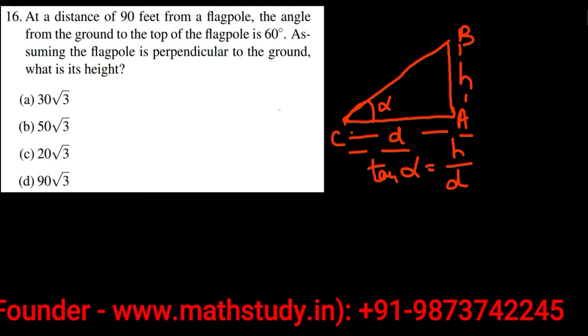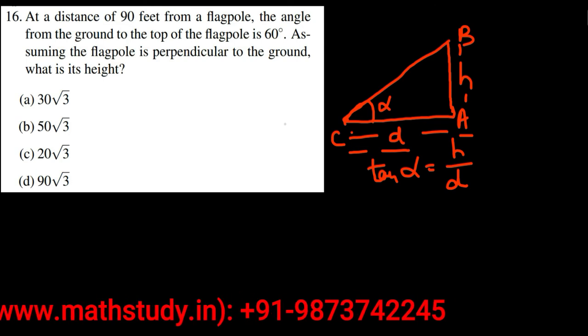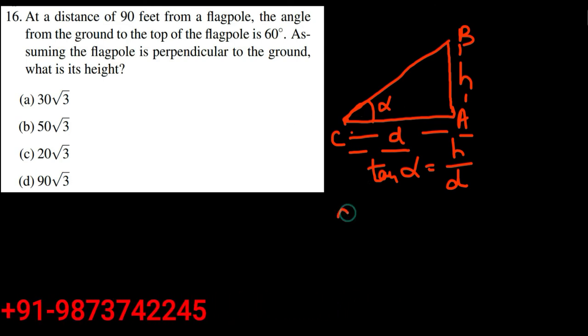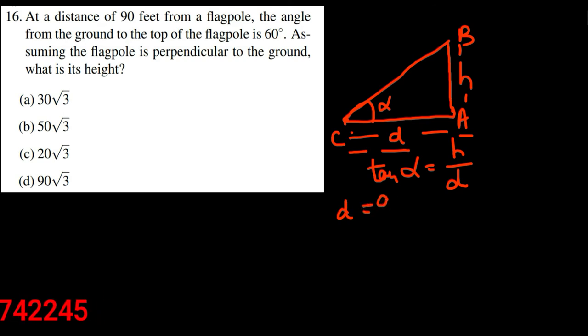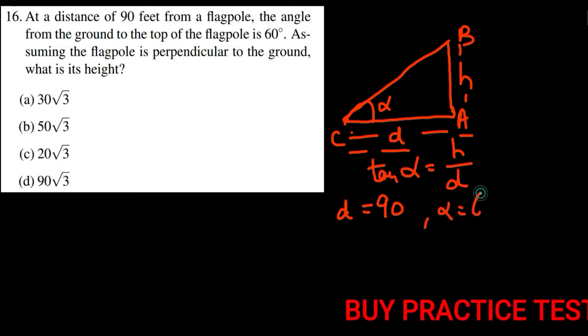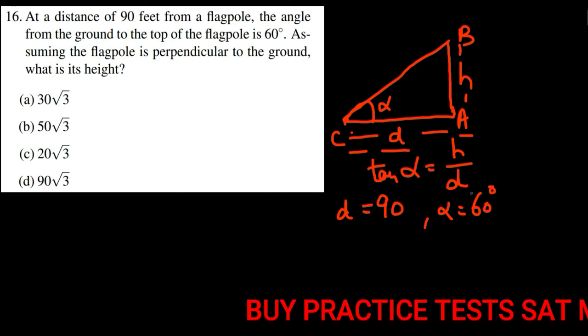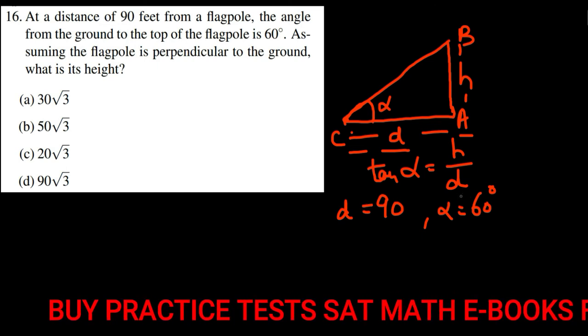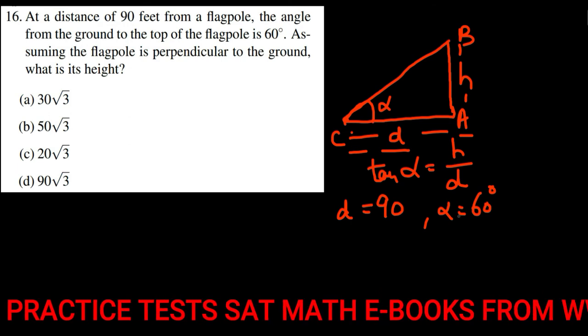So let us start the question now. At a distance of 90 feet from the flagpole, that means here AC, that means D is equal to 90 feet, is given, and the angle alpha is 60 degrees. Assuming the flagpole is perpendicular to the ground, what is the height? So we have to find the height here.